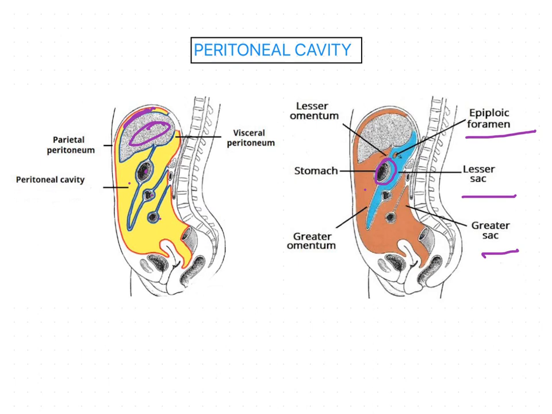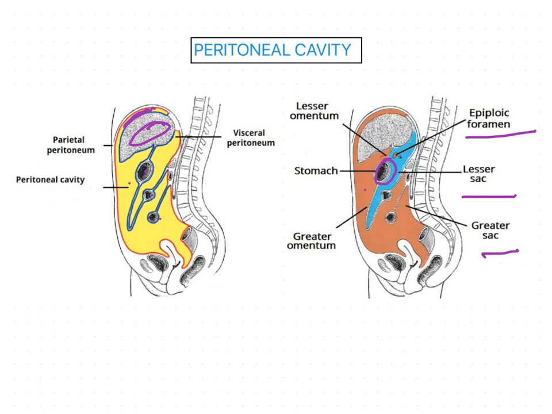So these are the divisions. The entire peritoneal cavity is divided into a larger part called the greater sac and a smaller unit called the lesser sac, and these two are connected by an opening called the epiploic foramen. This foramen is also called the foramen of Winslow or opening into the lesser sac.